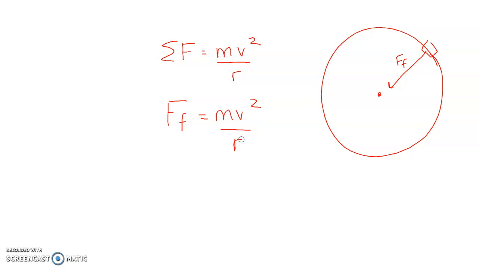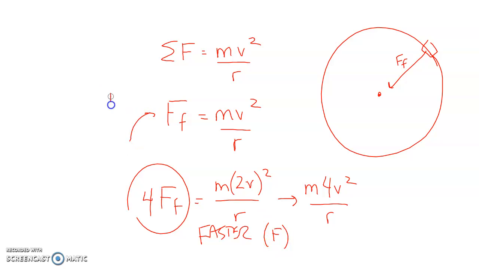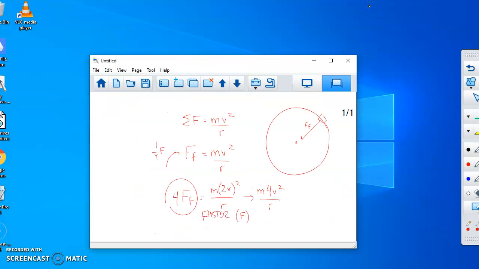If v is doubled, that's 2v squared, which means this is going to be m times 4v squared over r. That means this one is going to be 4 times the friction of the other one. But this is the faster car. So if the faster car has a force of F, and this one's 4 times bigger, then this force of friction must be 1/4 F. So that's how we get E for that one.